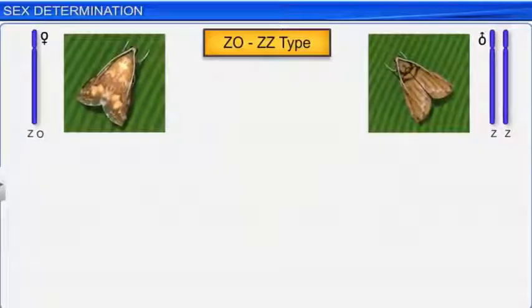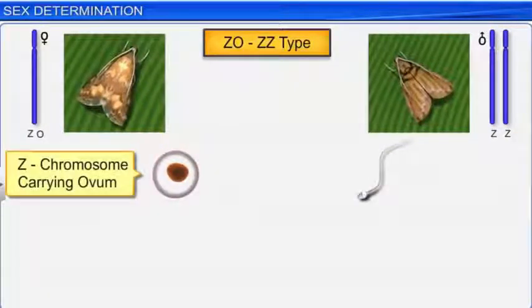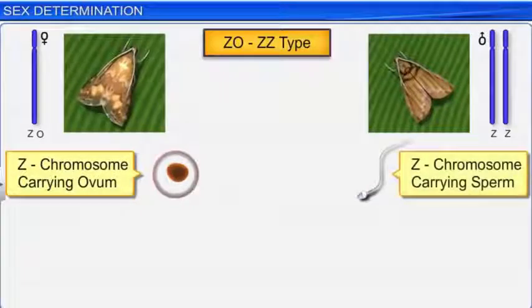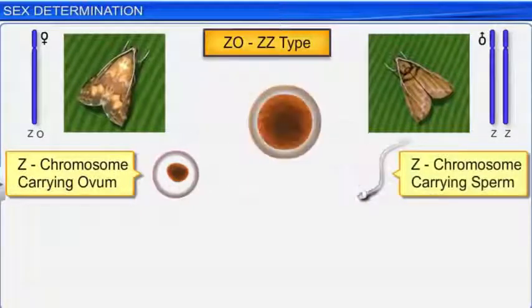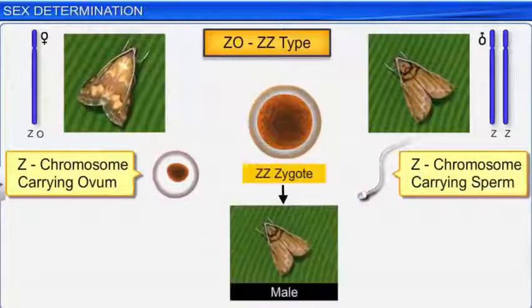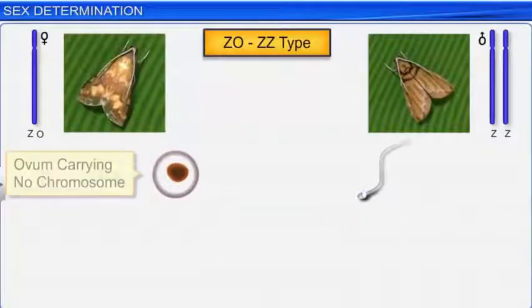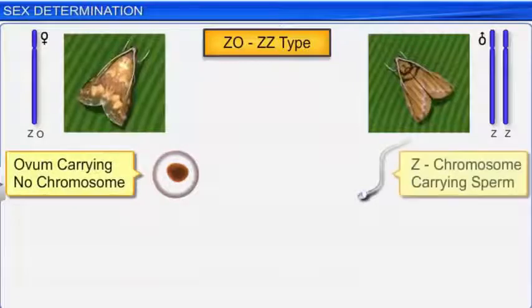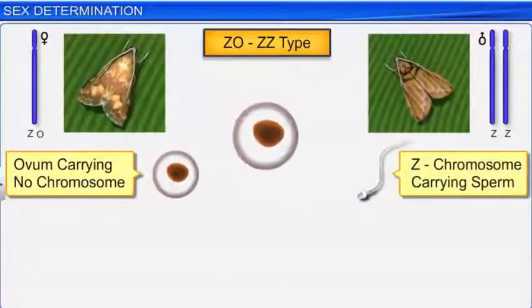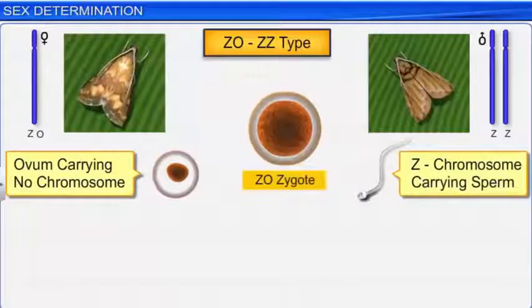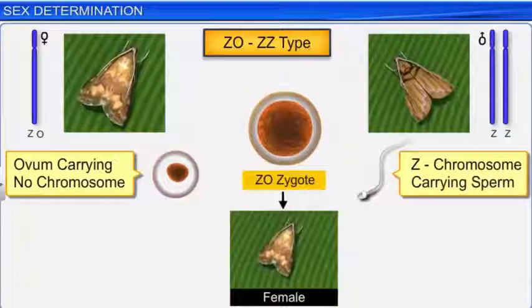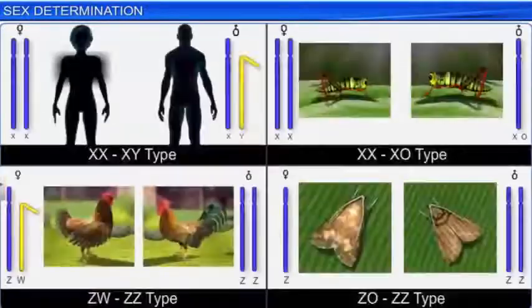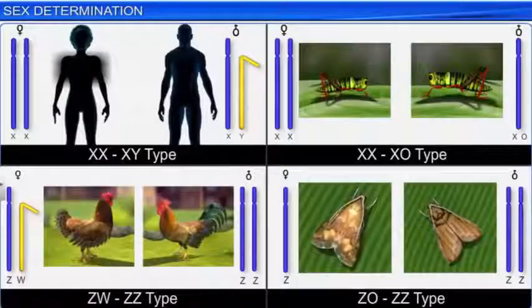Therefore, if an ovum carrying the Z chromosome unites with a sperm carrying the Z chromosome, the resultant ZZ zygote develops into a male offspring. However, if an ovum containing no chromosome unites with a sperm carrying the Z chromosome, the resultant ZO zygote develops into a female offspring. Thus, as soon as the zygote is formed, the sex of an organism gets fixed, and it can be determined by analyzing the composition of the zygote.